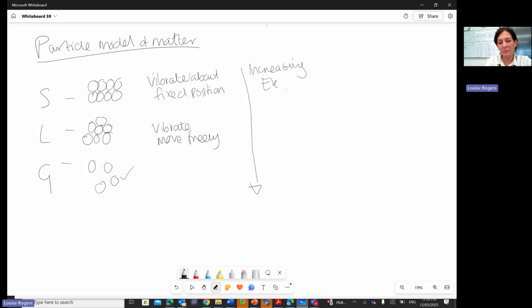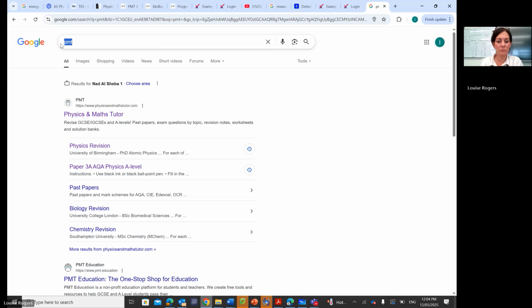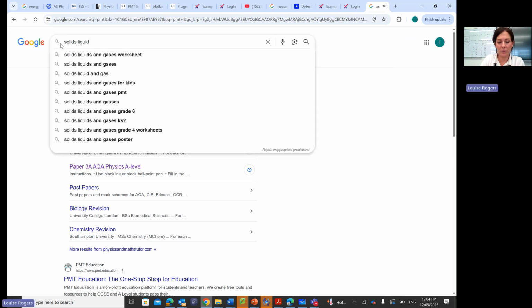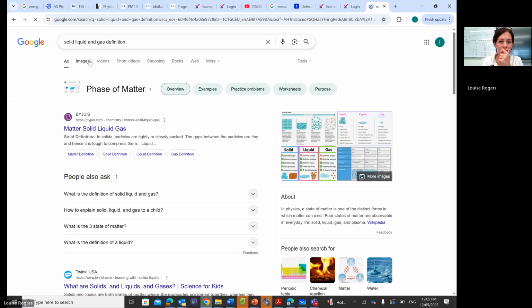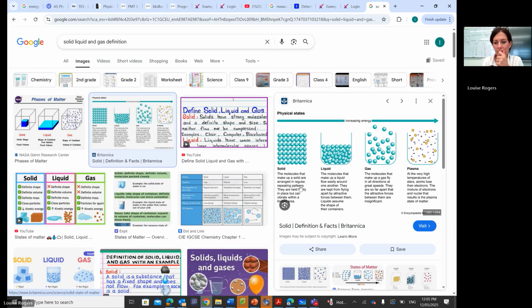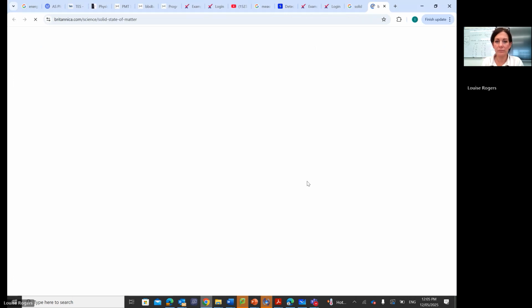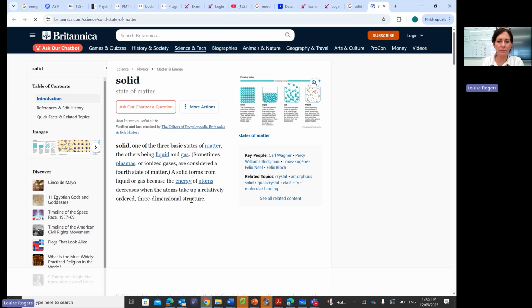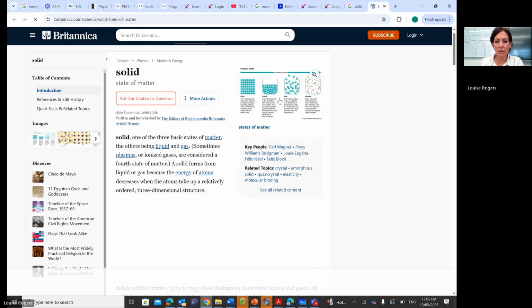What else have we got to say? Head's gone blank. Let's have a look. Let me see if I can get a diagram up. Solids, liquids, and gases description. Here we go. Look. This diagram here.